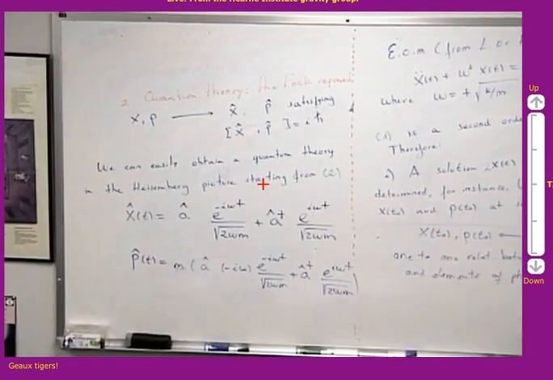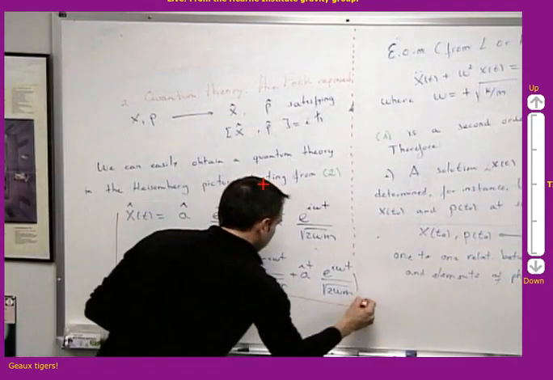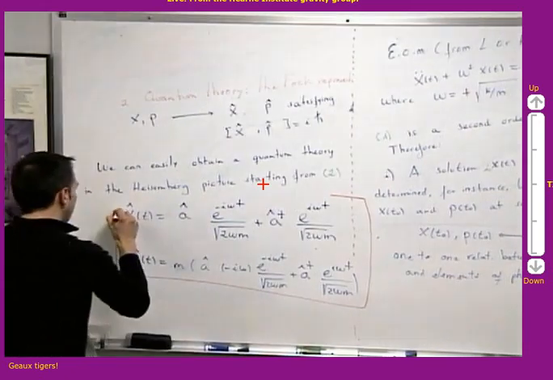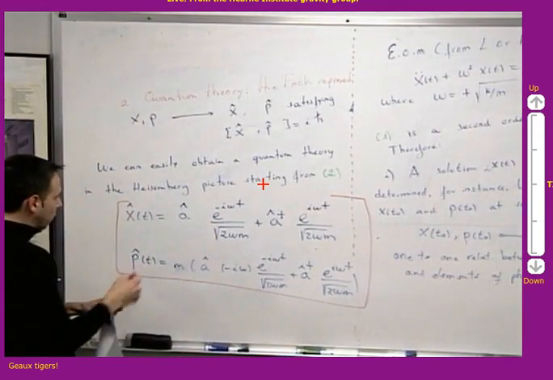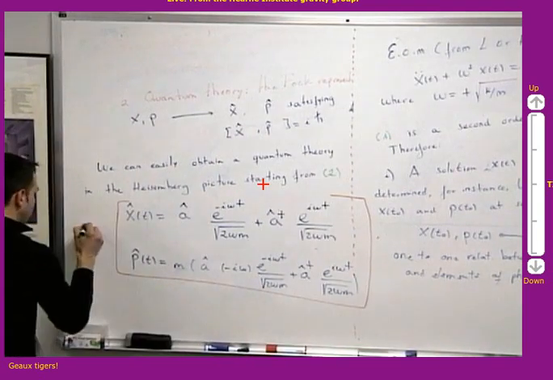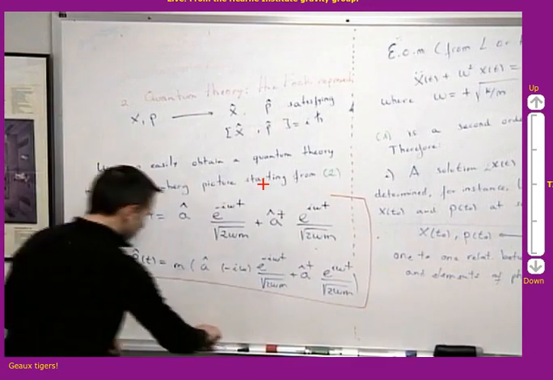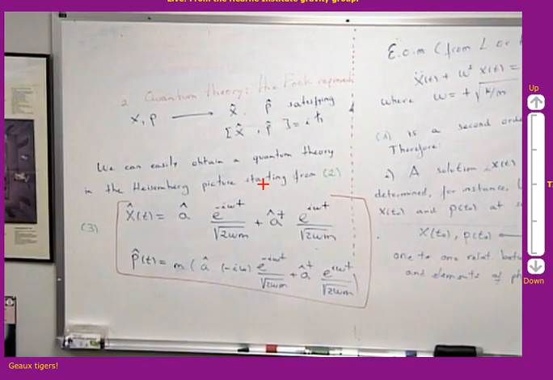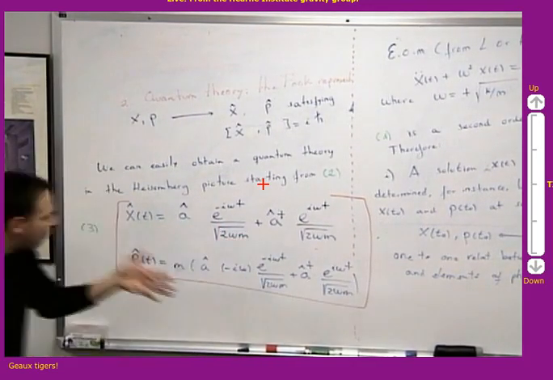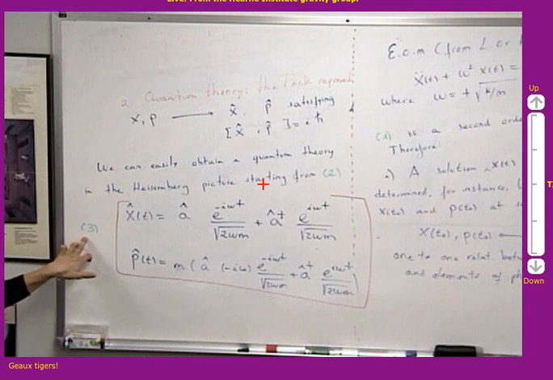Let me put also a box here and a number to this equation, because now I have to tell you what to do with this. These are operators. So equation 3. First of all, you can ask me what A and A dagger operators are. If you want, you can take this equation 3 as the definition of A and A dagger.